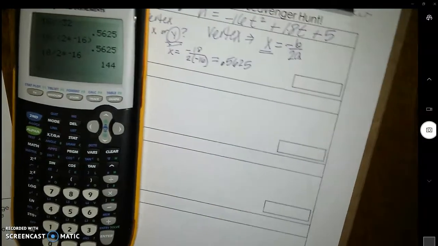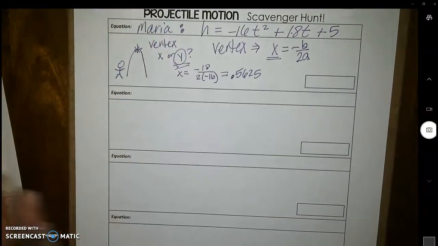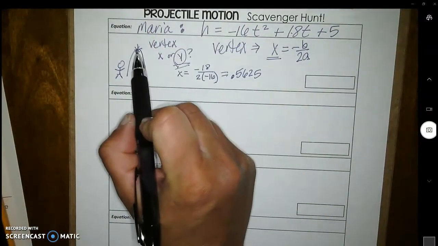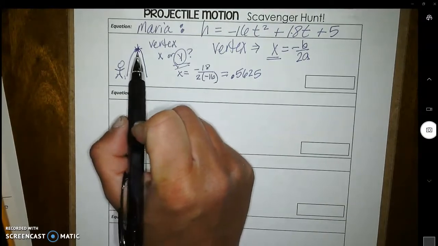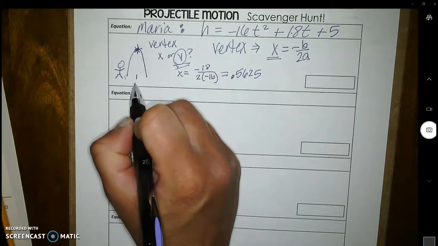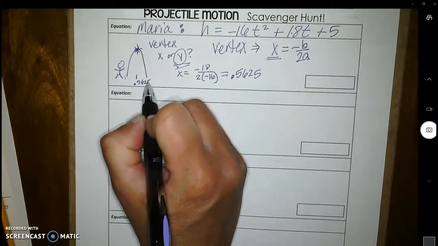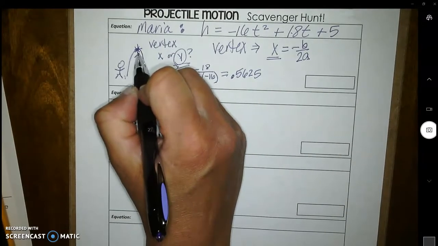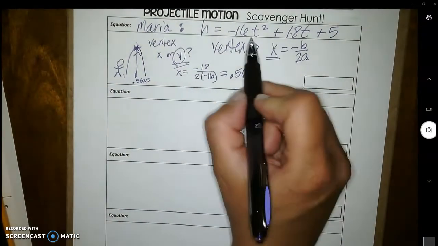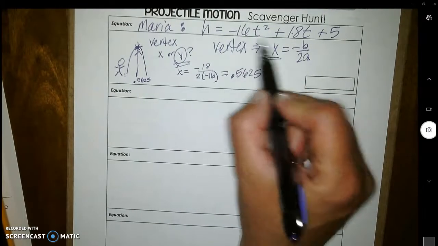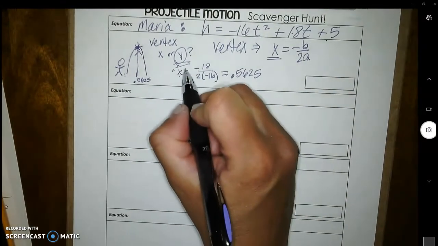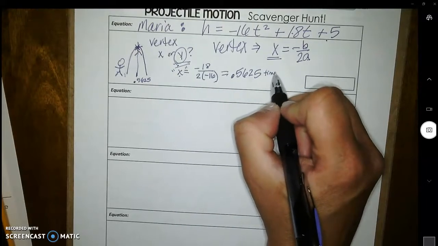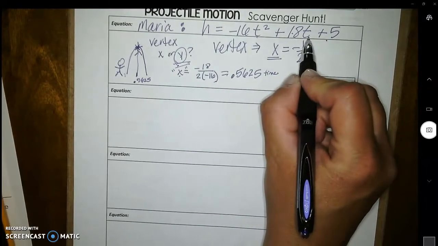Well, that's great, Miss Hunsaker, but how do we find the Y? How do I know how tall or how high she just jumped in the air? Well, if I know that at 0.5625 seconds she was at her height, I can go back to my equation and type that in. My X represents time, so I'm going to put that into my equation where the T is.